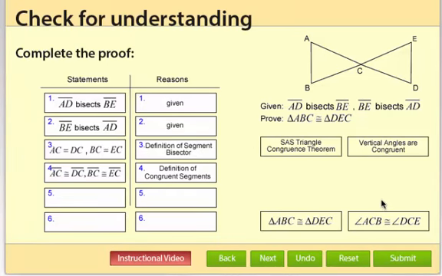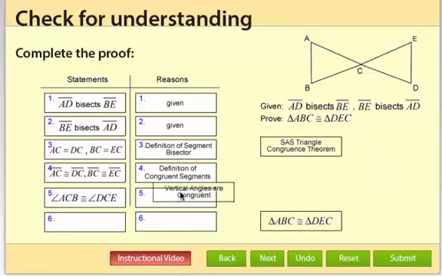Next thing we can conclude is based on the picture. Notice we have a vertical angle situation here. So angle ACB is congruent to angle DCE. And the reason why is vertical angles are congruent.